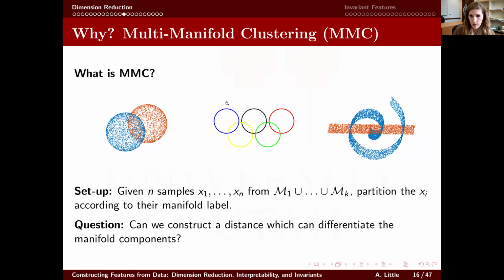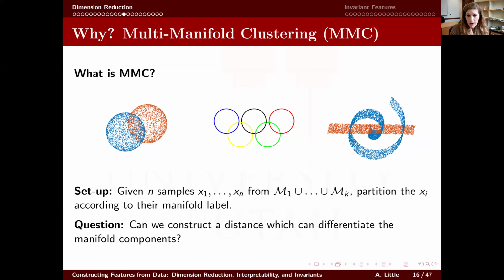So we might have data points from all 5 of these rings, and we want to partition them into the individual rings. These intersections of the manifolds, though, cause a lot of problems for traditional clustering algorithms. And so most of the standard algorithms would not succeed in this context. So our goal here is, can we construct a distance which can differentiate the individual manifold components?